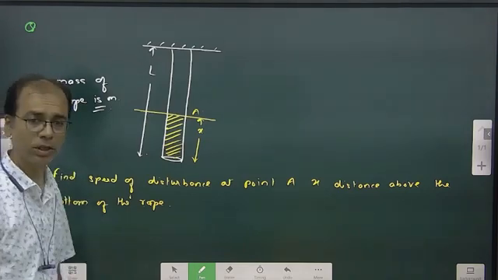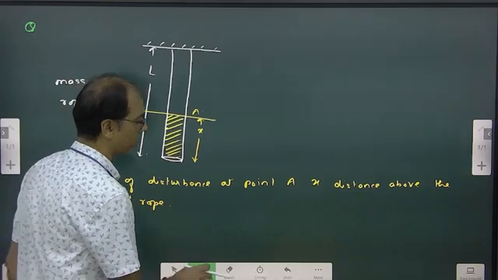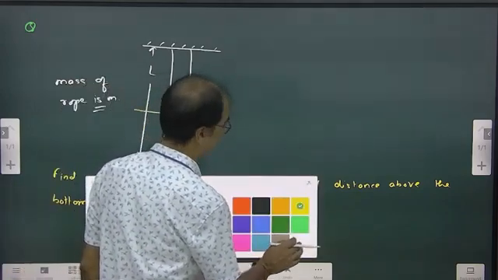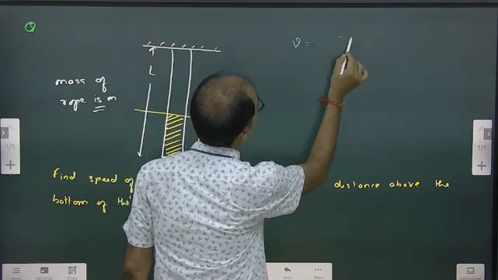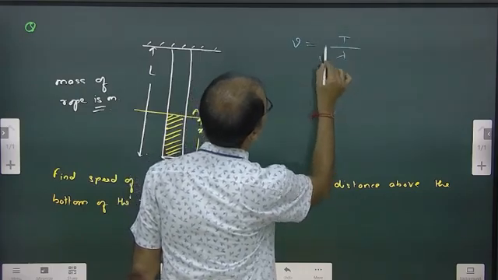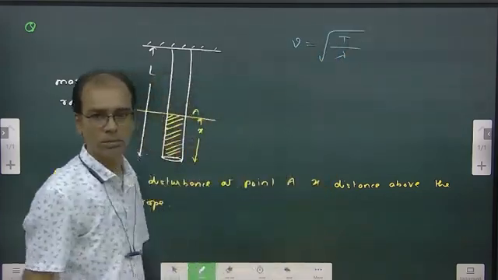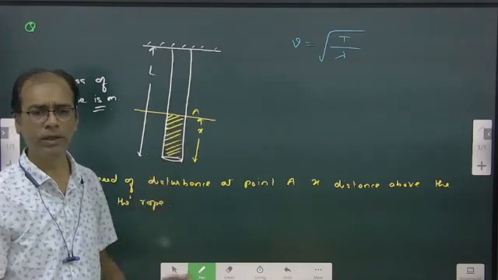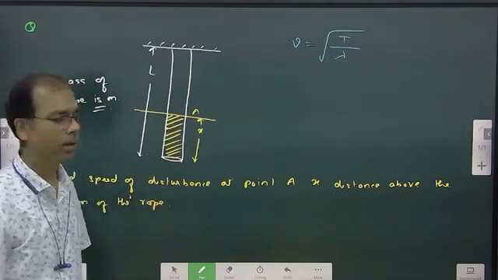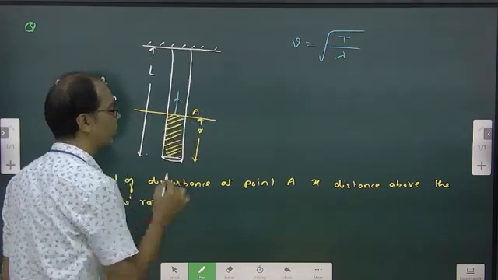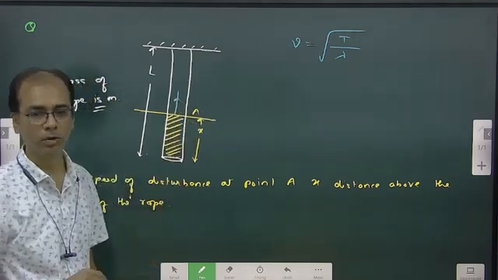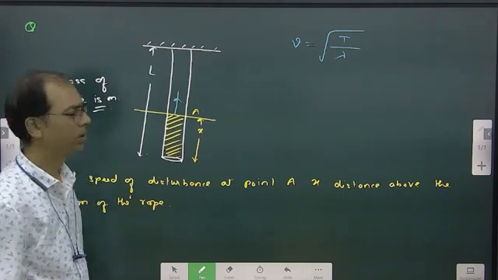How to solve? Is formula going to change? No. Formula is same only. What is our formula? V equal to root over T by lambda. That is same. Only thing is we are going to find tension over here. So who is giving tension here? As I said, weight of below portion. What is weight of below portion? Very simple.